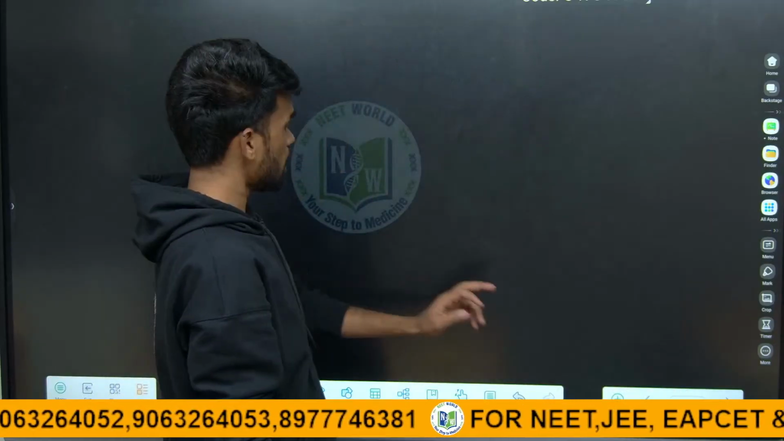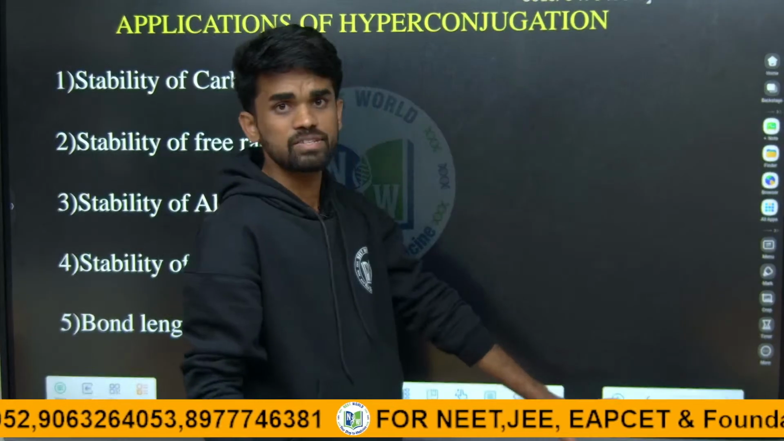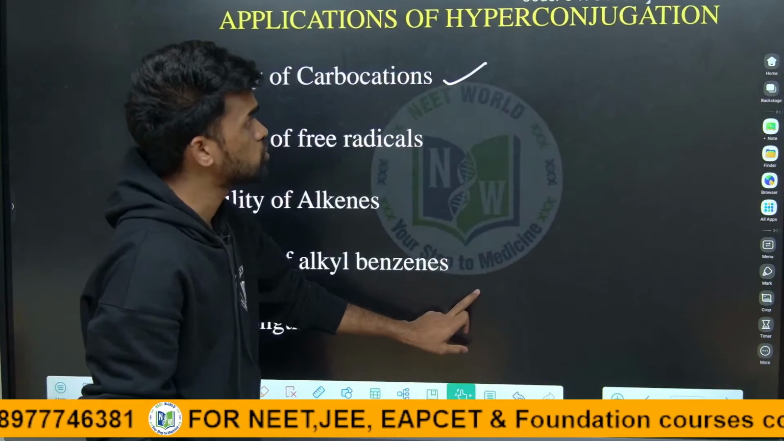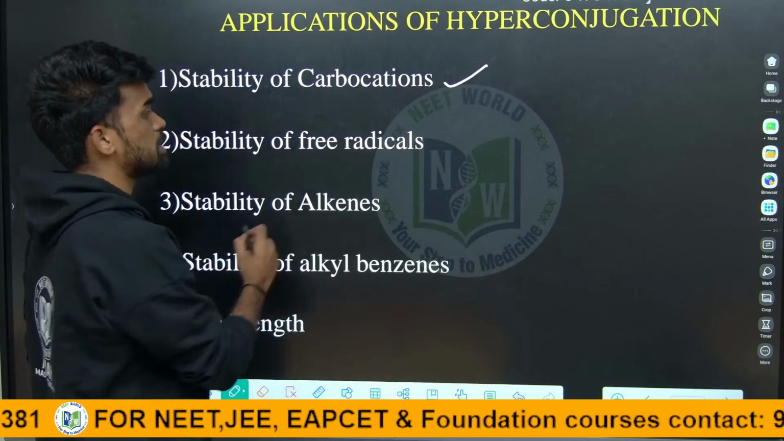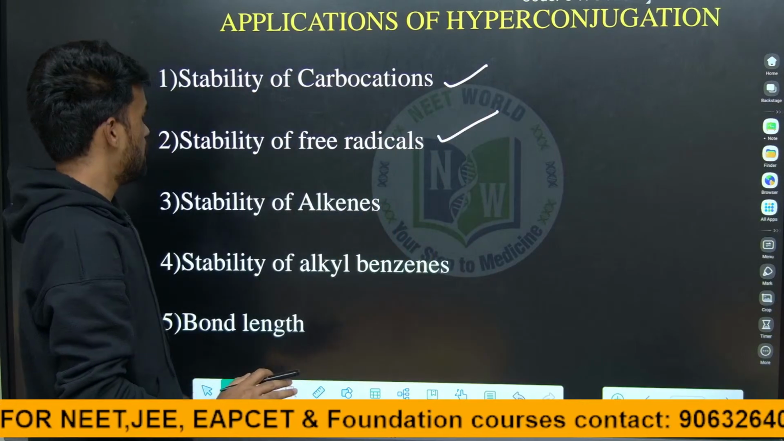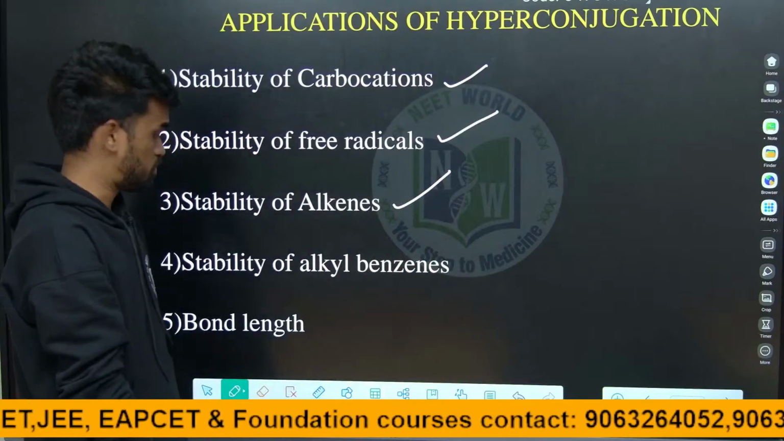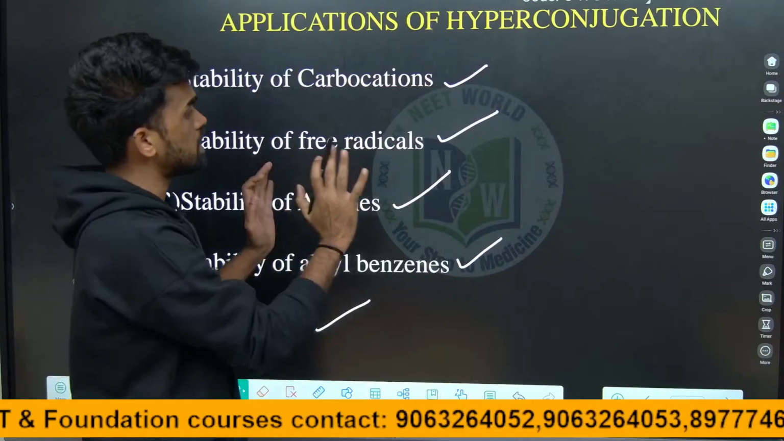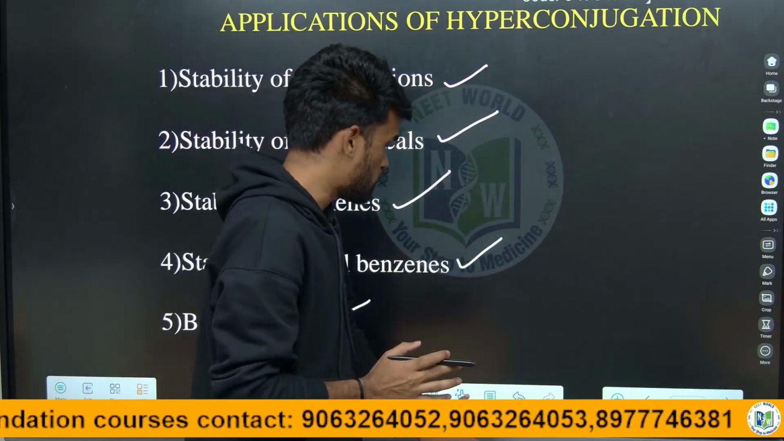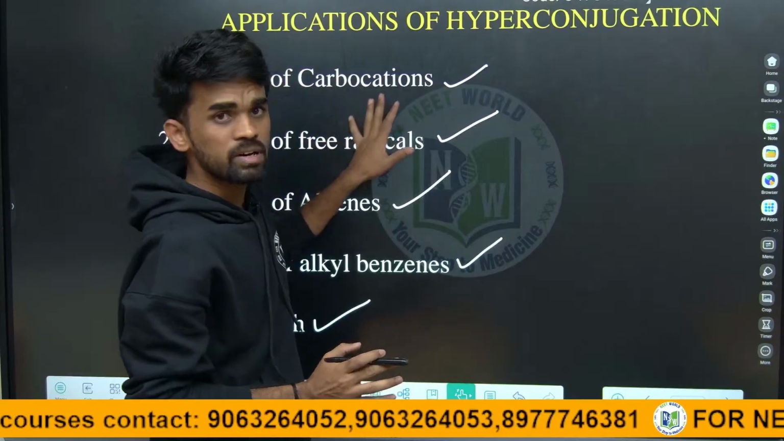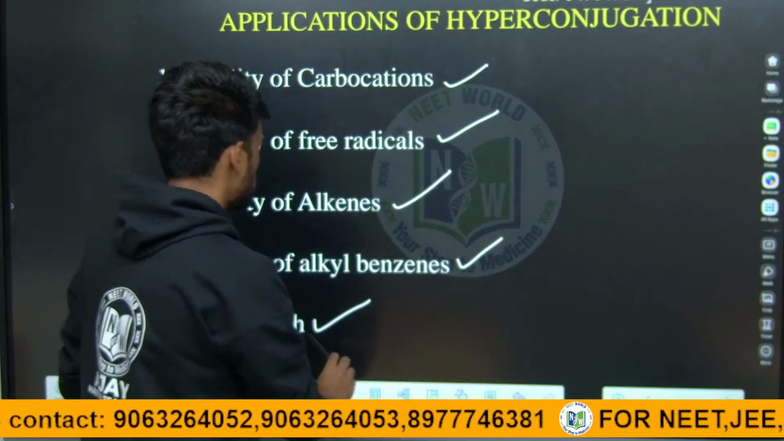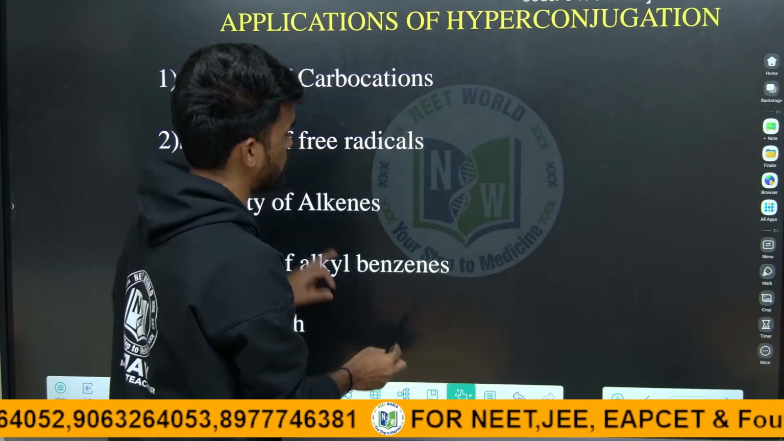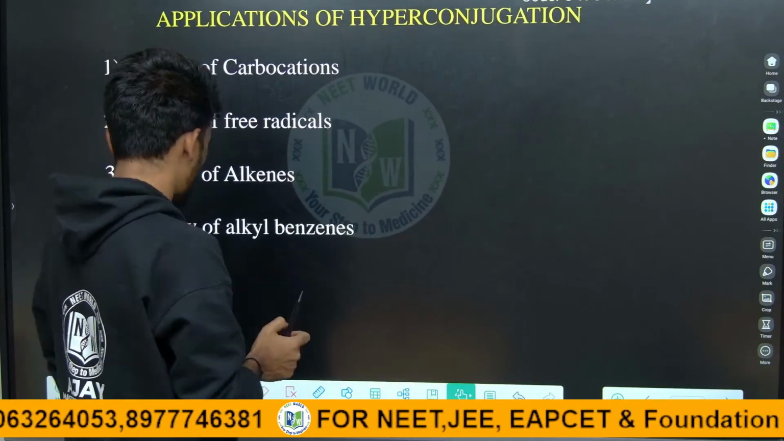Here, the next is what are the applications we have. So what are the applications? Stability of carbocation we can explain using hyperconjugation, and stability of free radical we can explain, and then next stability of alkenes we can explain, the next stability of alkyl benzenes and bond length in them. So these are the applications we have from hyperconjugation. Let us discuss one by one. Let us start our discussion with carbocations first, then next free radicals.